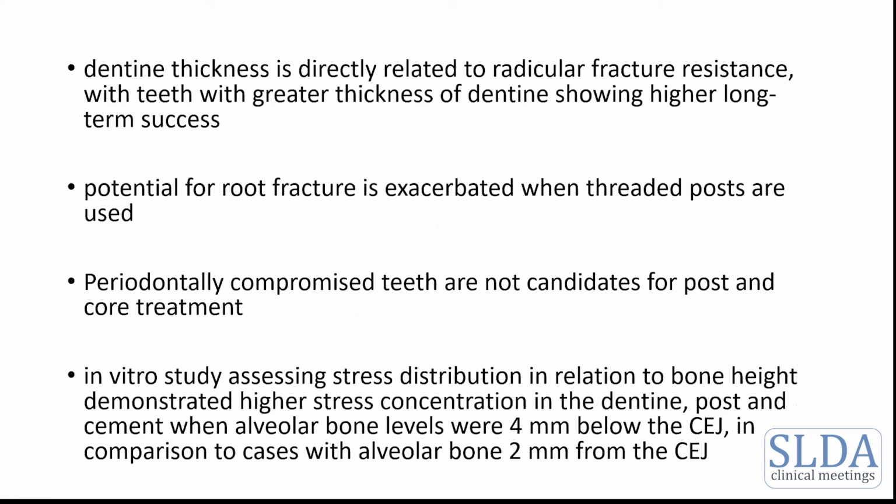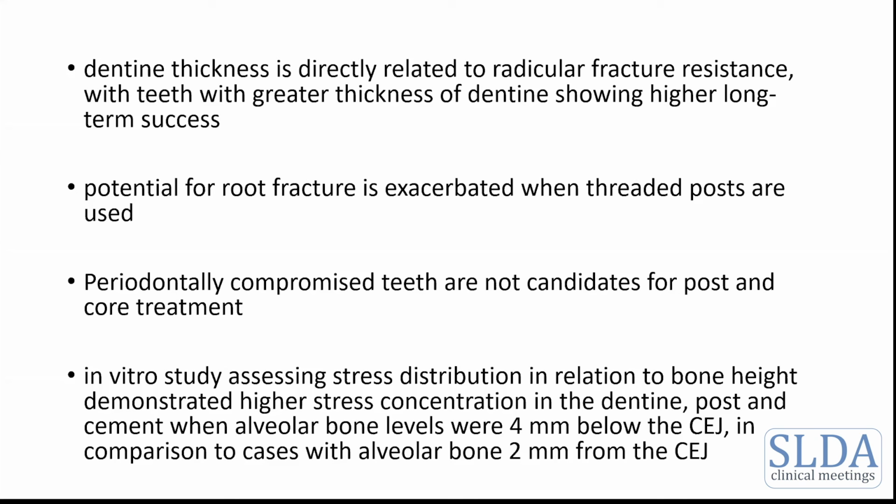Dentin thickness is directly related to radicular fracture resistance, with teeth with greater thickness of dentin showing higher long-term success. So when you do the post space preparation, be careful not to remove excess dentin from the root. And it says that if you use a threaded post, there's a high chance of root fracture. And periodontally compromised teeth are not candidates for post and core treatment.